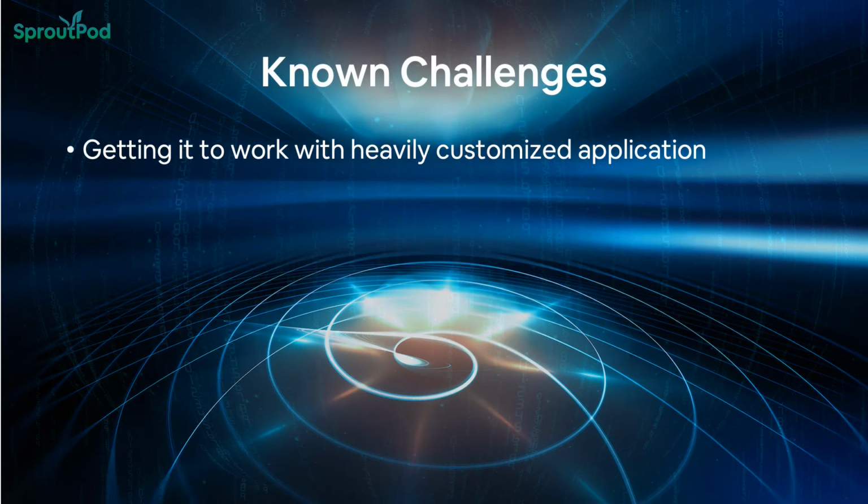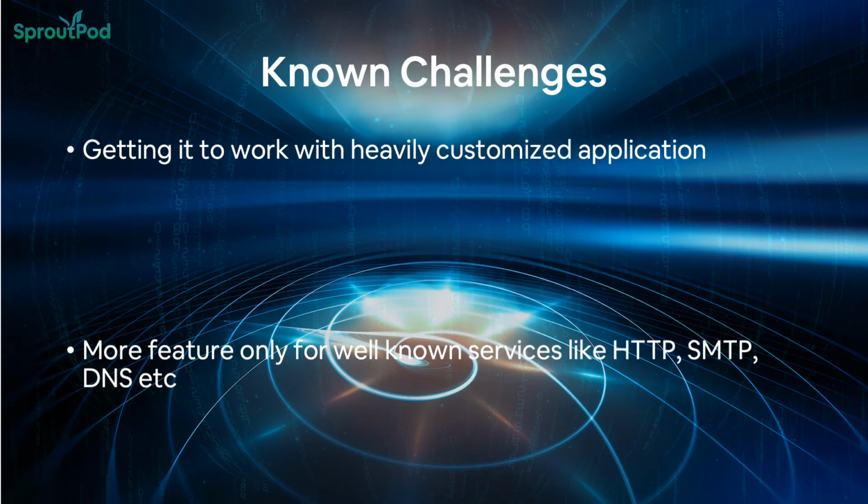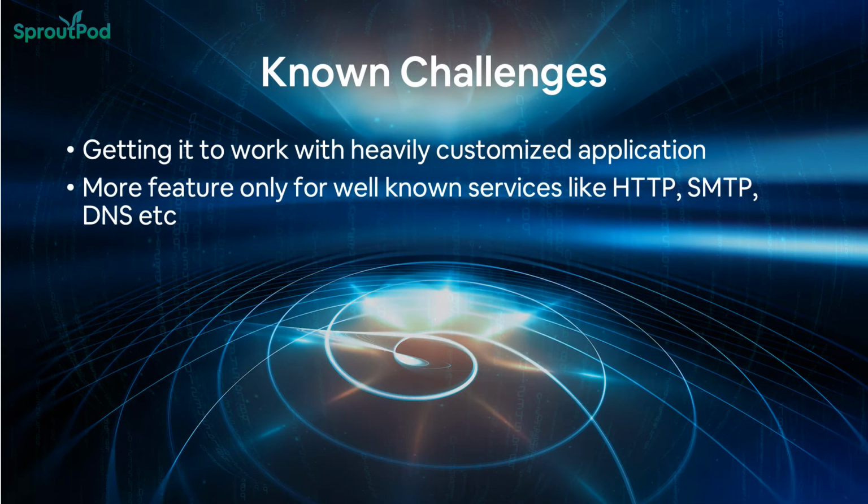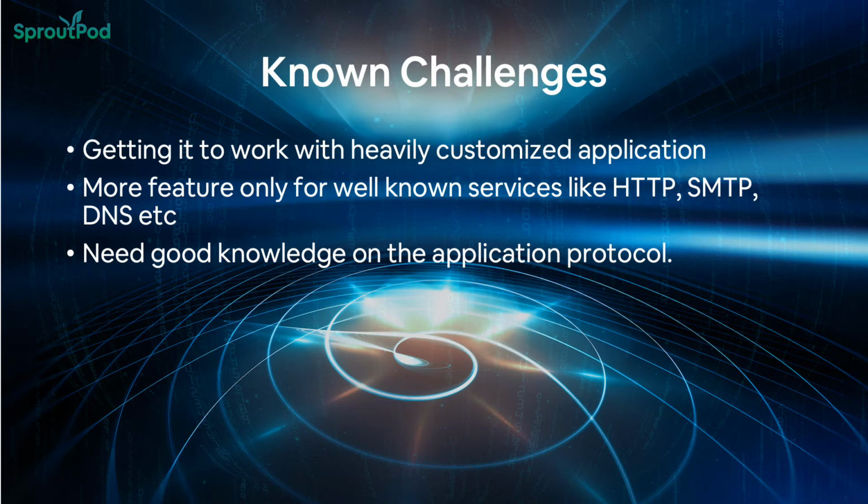Some of the known issues with application proxy are with the deployment. Application behavior can be complicated, and with heavy customization. What usually happens is users might experience a problem when the proxy firewall is deployed, especially for web and mail services. As such, good knowledge of the application protocol is required.